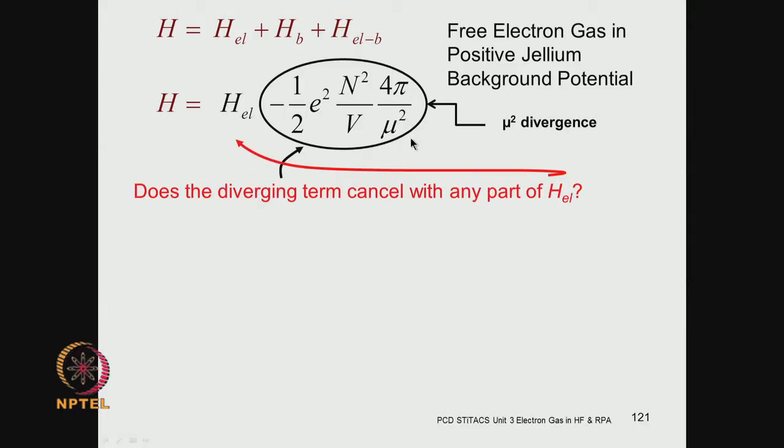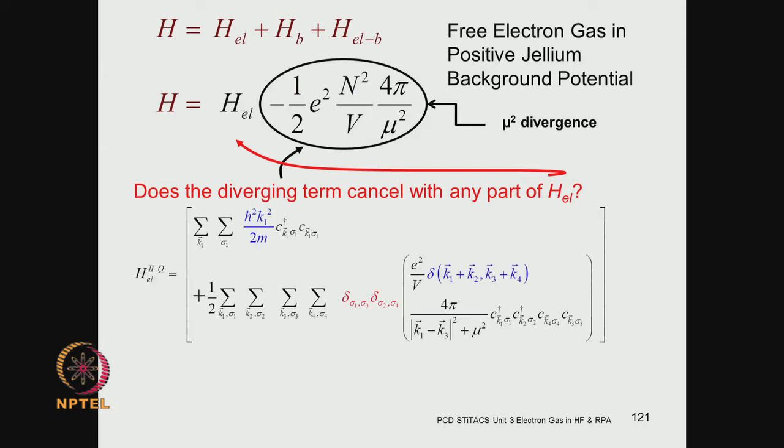Now before we proceed, we should inquire if any part of the electronic Hamiltonian, which is the first term, also has some contribution which goes as what you see in this circle. In the circular loop, you have got a term which goes as n square over v, 4 pi over mu square. So if there is a term sitting inside this anywhere, and that is something that we have to search for, then there is a possibility that there would be a cancellation of this mu square divergence. That's something that we are going to examine, and we promised ourselves that we will do that.